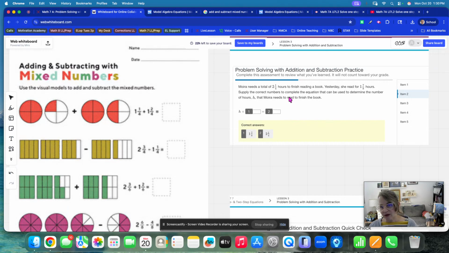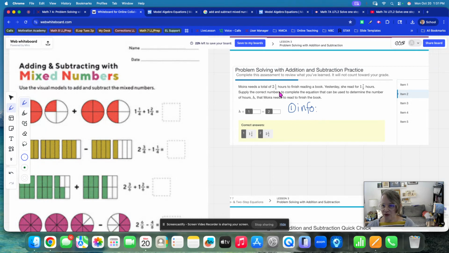Supply the correct numbers to complete the equation that can be used to determine the number of hours H that Moira needs to read to finish the book. All right. If you're at home, I would read the problem out loud, okay? Read it twice, okay? I usually read things twice. But so step 1 was I was going to identify all the information.